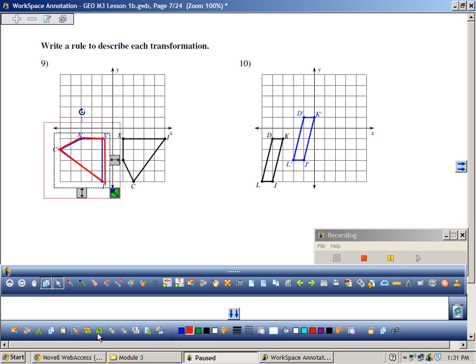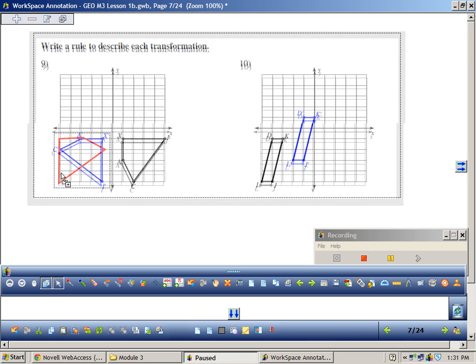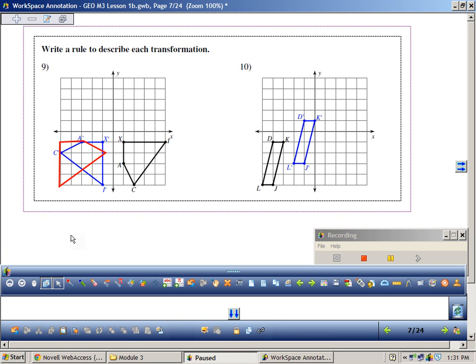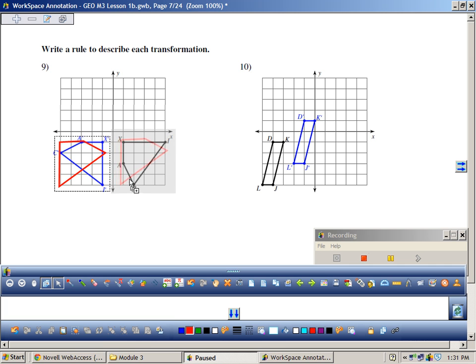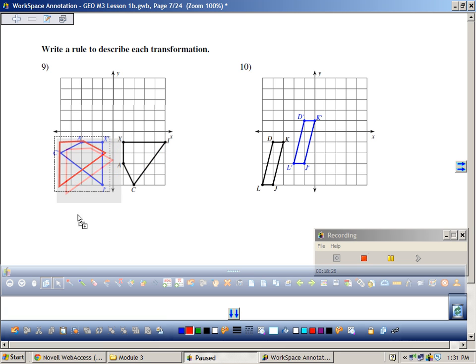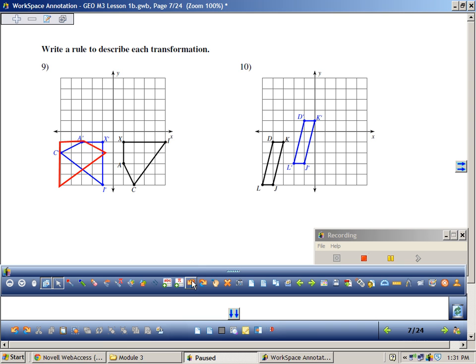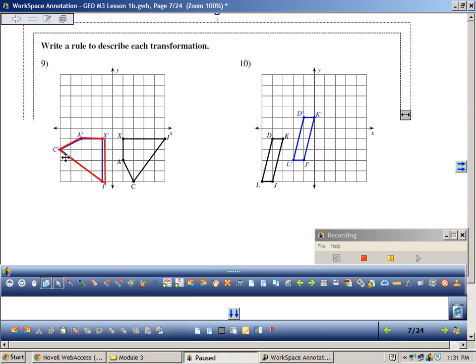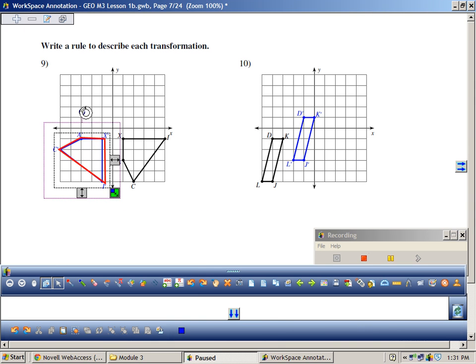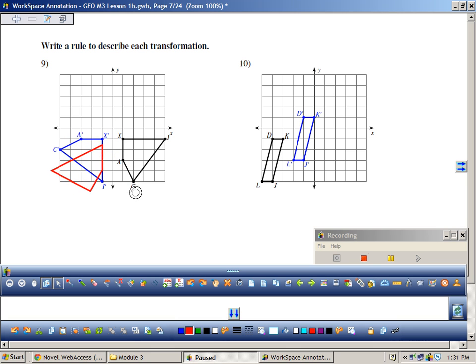If I reflected it, it would look like that. Is that the same shape? Oh, shoot. Is that the same shape? No. So it's a rotation. How much of a rotation did I have to go?